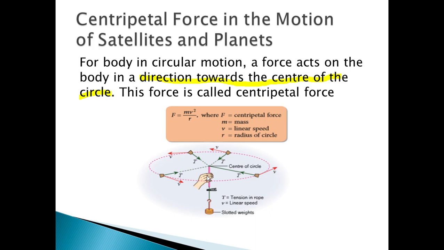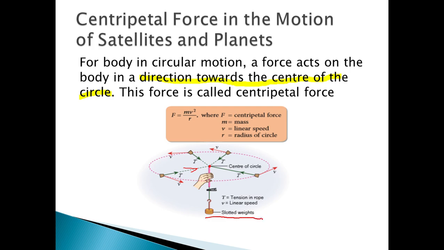Okay, let's look at this diagram. From this diagram, where is the centripetal force? The centripetal force is towards the center of the circle in circular motions. When we turn these things, this causes a force towards the center of the circle, and we can measure it by the slotted weight.